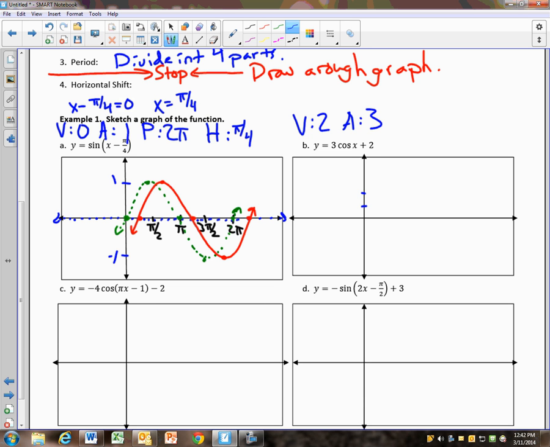So I got 1, 2. That's my axis. That's kind of the rotational point. 3, 4, 5. So 5 is my maximum. What's my minimum going to be? 3 units down from 2 at -1.